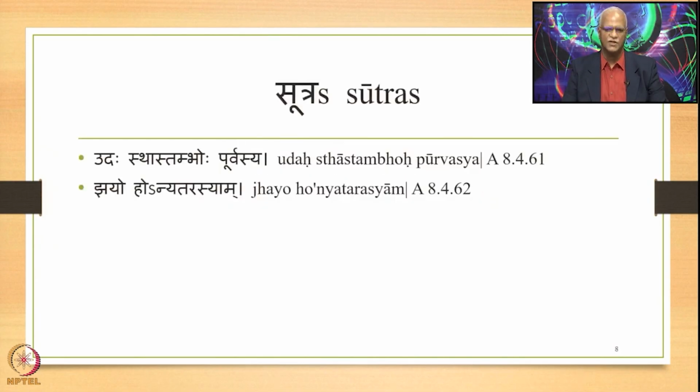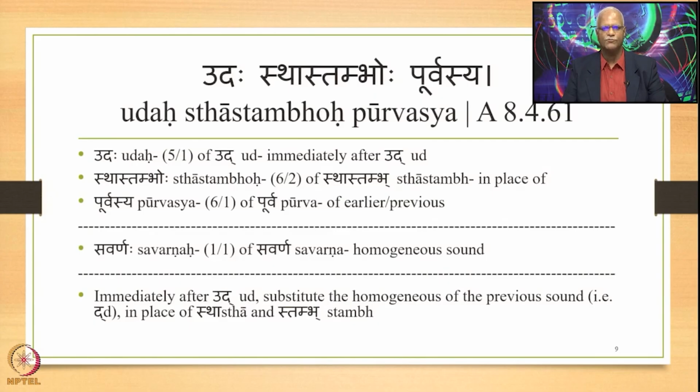There are two sutras that we shall study in this particular lecture while dealing with the Purva Savarna Sandhi, and they are Udasthastambho Purvasya 8461 and then Jhayo Honyatarasyam 8462. Let us first study Udasthastambho Purvasya. This is 8461 and there are three padas in the sutra.